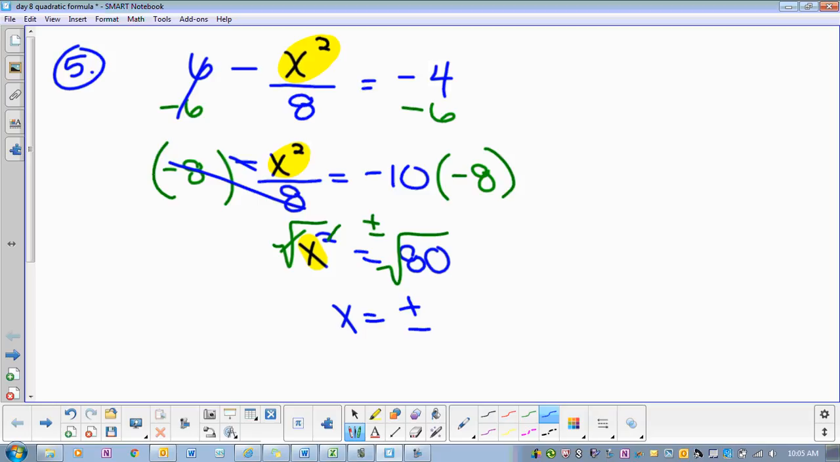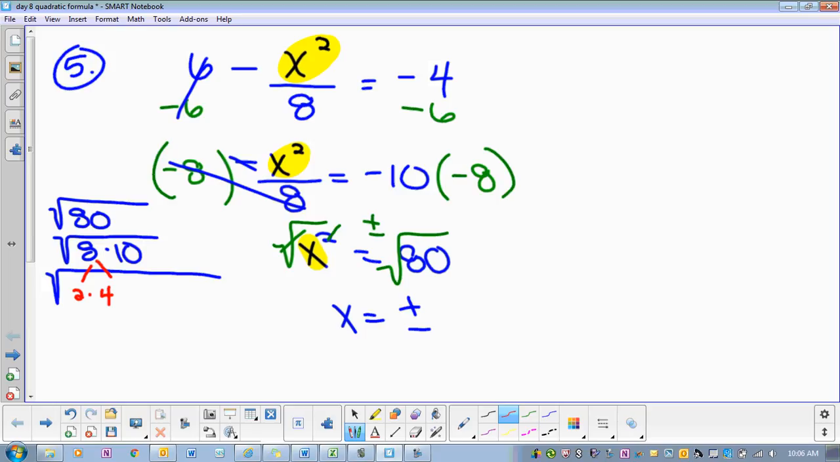Guys, square root of 80, I think we need to break this down. 80 breaks down to what and what? 8 and 10. Okay, 8 and 10. You could do that. Well, 8 breaks down into 2 times 4, and 10 breaks down into 2 and 5.